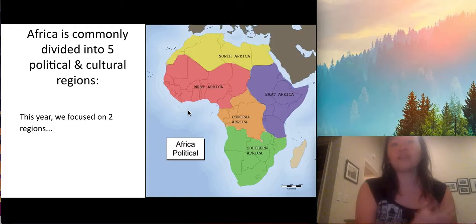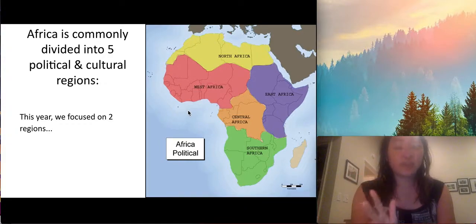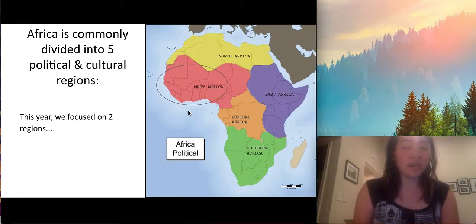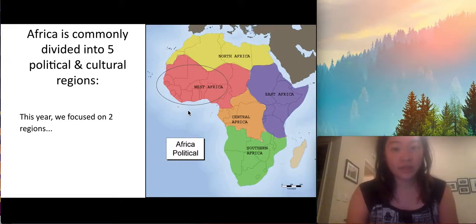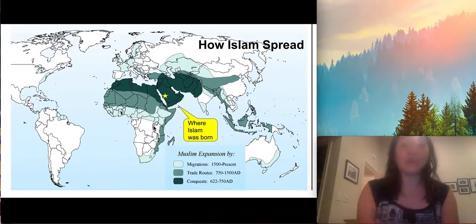Given that, Africa is still commonly divided into 5 political and cultural regions: North, East, Southern, Central, and West Africa. The ones we focused on most in our class was West Africa, and like the Mali Empire, and then the East African city-states, which we're talking about a little today as well. So remember how Islam spread.